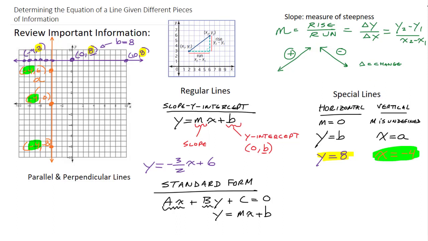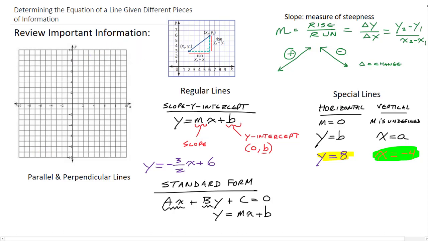Okay, the final important thing to remind you about here is parallel and perpendicular lines. That's one we haven't talked about in a bit, and you're going to really need that this week. So what do we know about parallel lines? There's just one thing we need to know. Parallel lines have the same slope. So if you know the slope of one line, you know the slope of the parallel line.